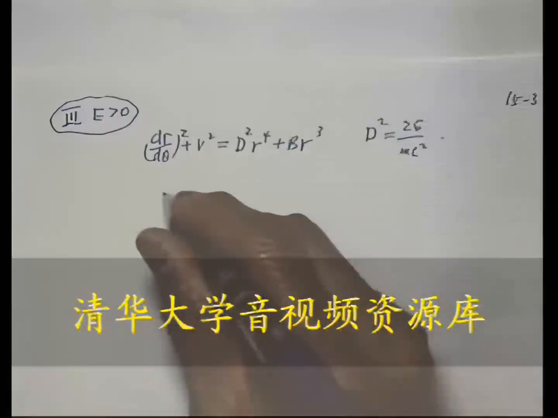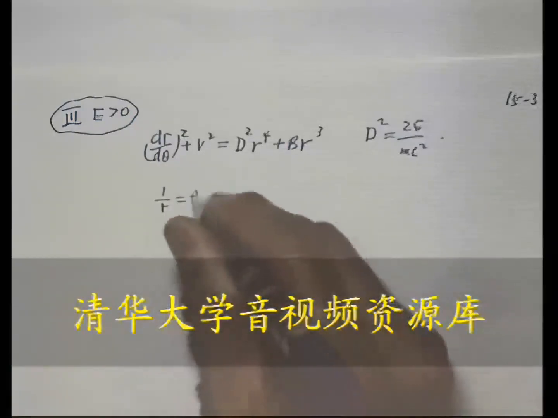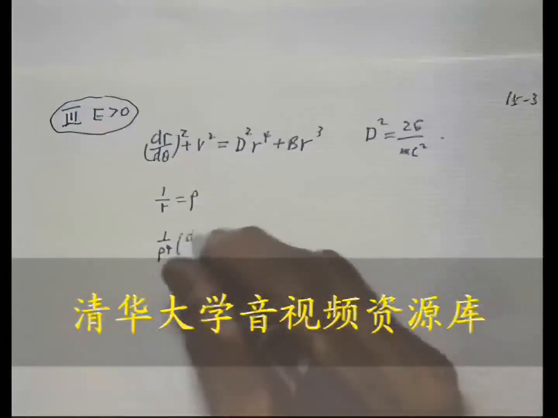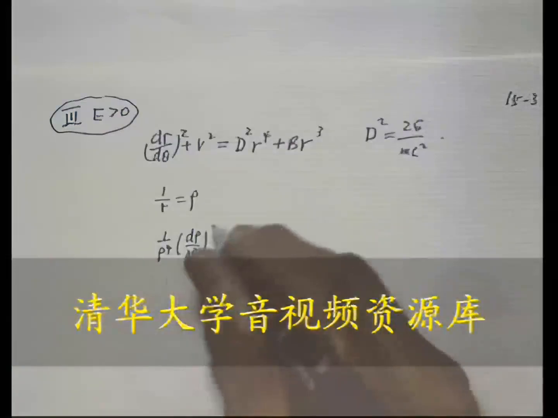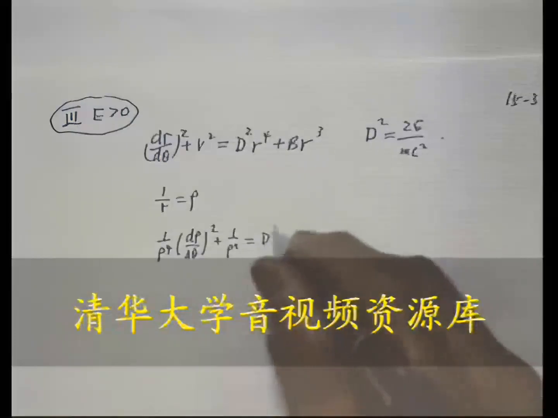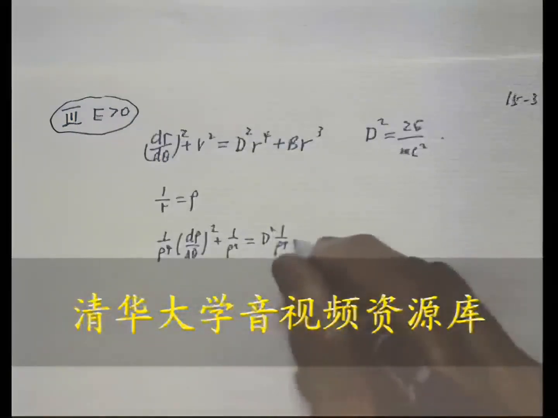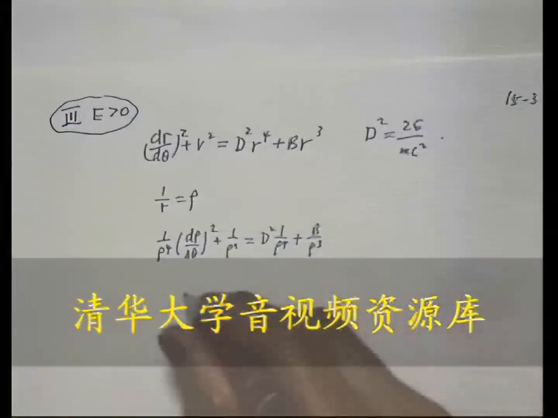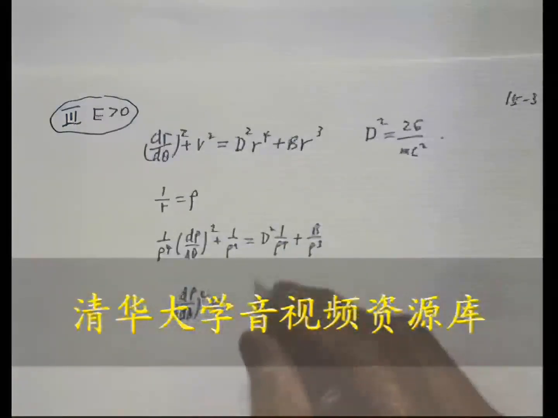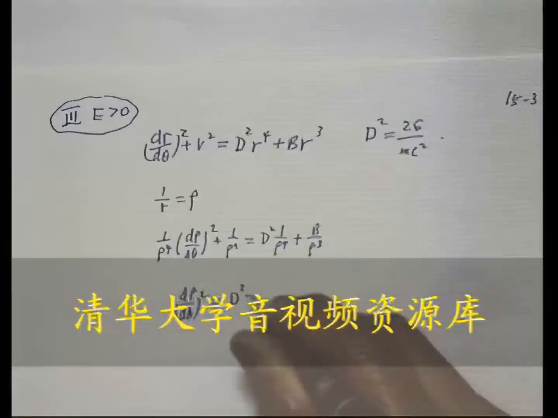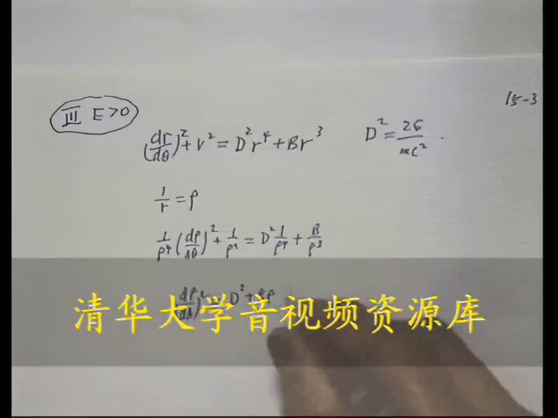Again, we put 1 over r is equal to rho, and we get 1 over rho fourth times d rho d theta squared plus 1 over rho squared is equal to d squared 1 over rho fourth plus b rho third. So d rho d theta squared is equal to d squared plus b rho minus rho squared.